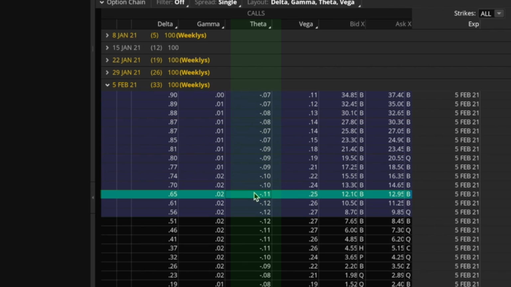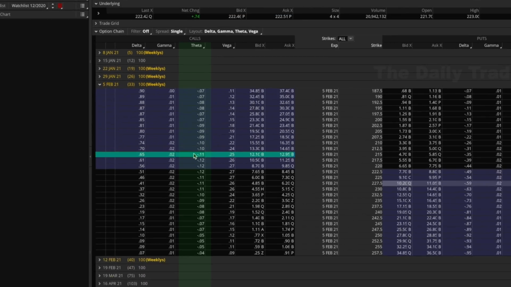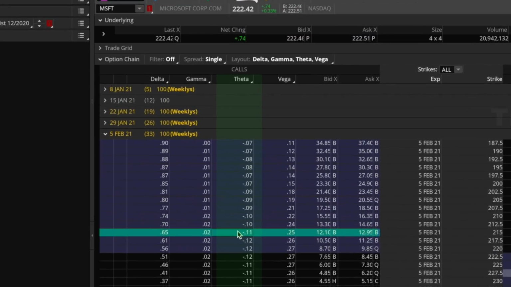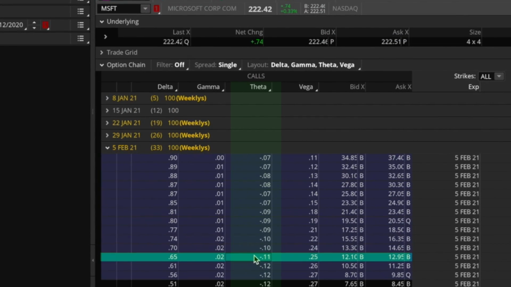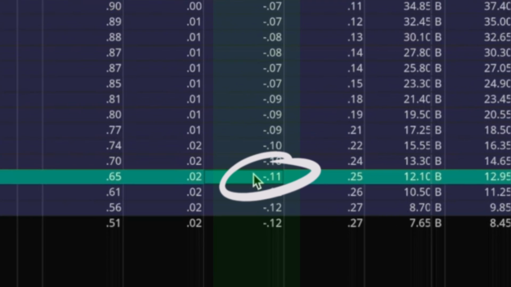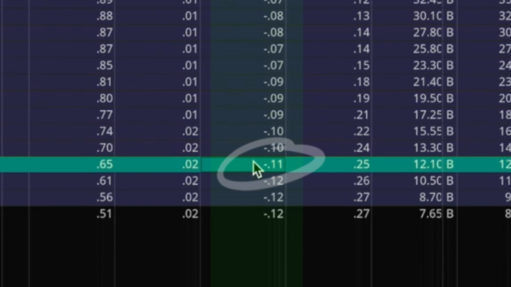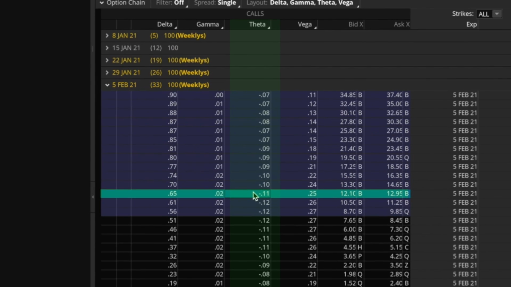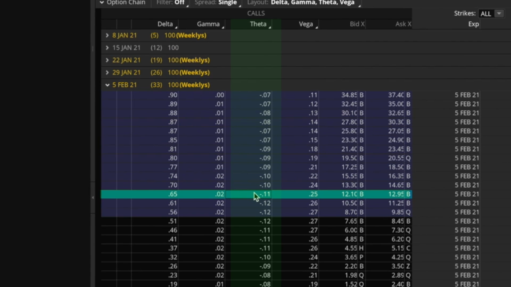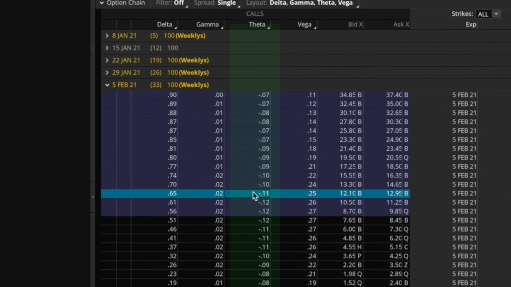This is not really going to happen, but if for some reason Microsoft opened up the next morning at $222.42 and it did not go up at all, you're going to lose $11 of the value of that contract. But if Microsoft goes up, it's going to equal out and you're going to end up either breaking even or you're going to make money depending on how much Microsoft goes up. But if the stock goes down, you're still going to be paying Theta and you're also going to be losing whatever value that contract lost due to the decrease in stock price.